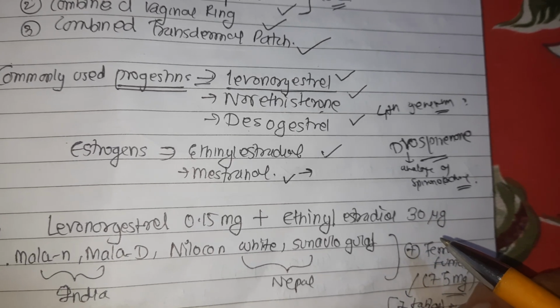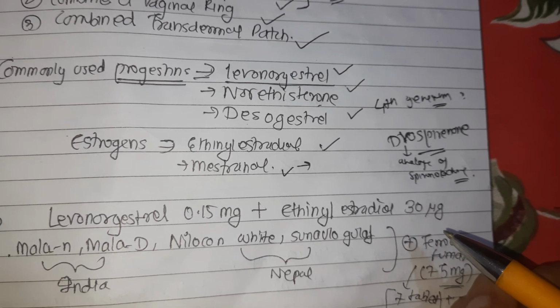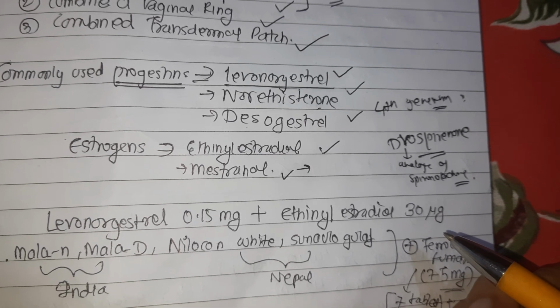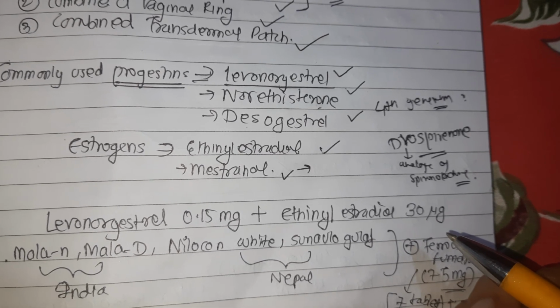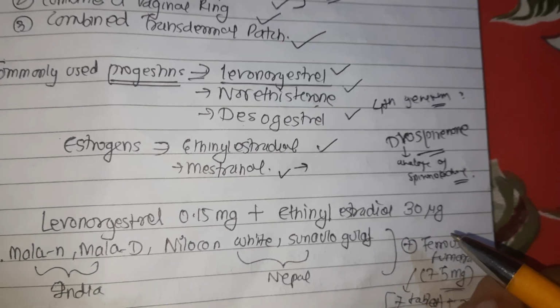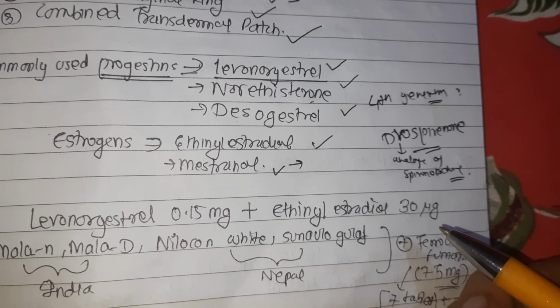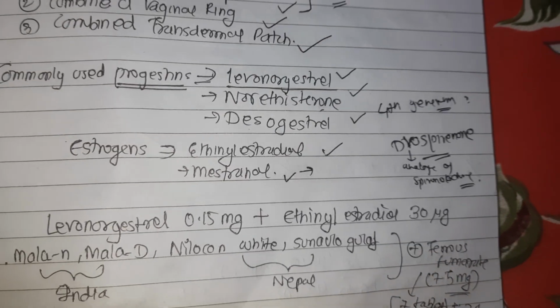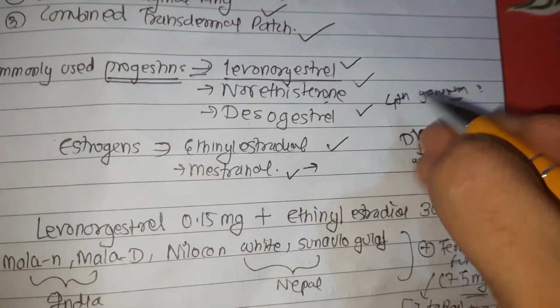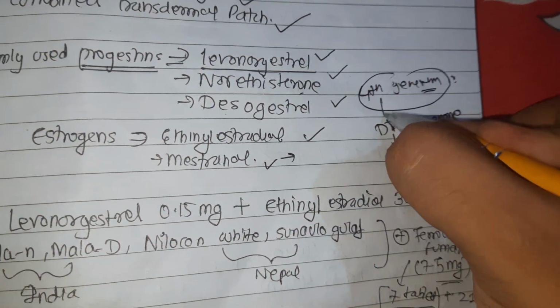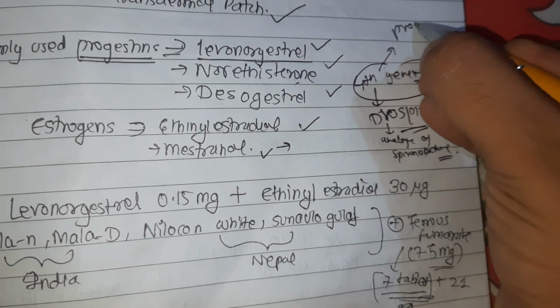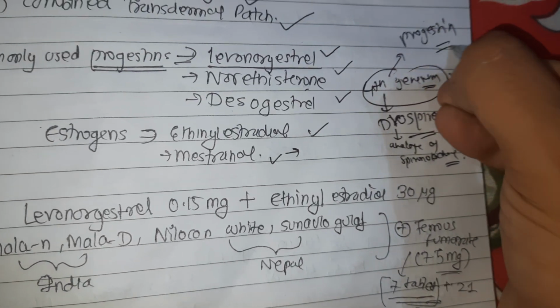And that's why drospirenone should not be used in patients with renal, adrenal, or hepatic dysfunction, and serum potassium should be monitored. So what is drospirenone? This is used as a fourth generation progestin.